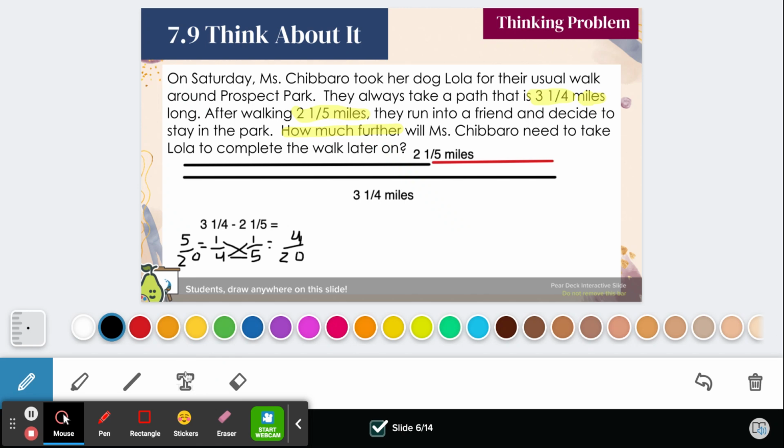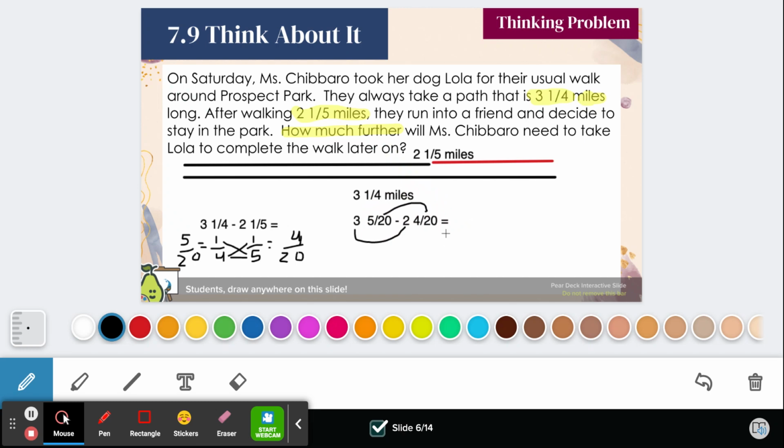Now, it's far from over. Now I have my new equation. I have 3 5/20 subtract 2 and 4/20. I notice that the first fraction, 5, is larger than the 4, so I do not need to regroup. I'm simply going to go 3 subtract 2, so those are whole numbers. I'm going to subtract the whole numbers from the whole numbers and the fractions from the fractions.